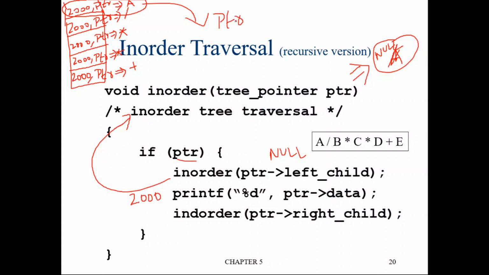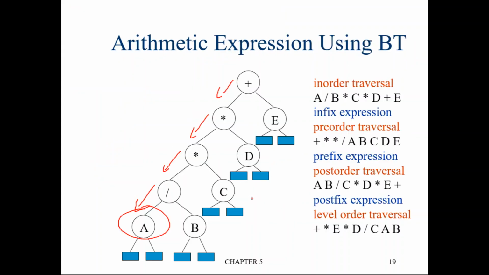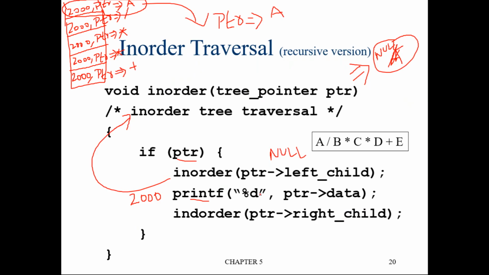After moving to the location 2000, there will be an instruction, and we execute that instruction. Ptr will be pointing to A. This information will be popped from the stack. So what is in 2000? Printf percentage d, ptr arrow data. Data here is a character, everything is a character, so instead of percentage d you can assume percentage c. So it will display A. The first node we have displayed.